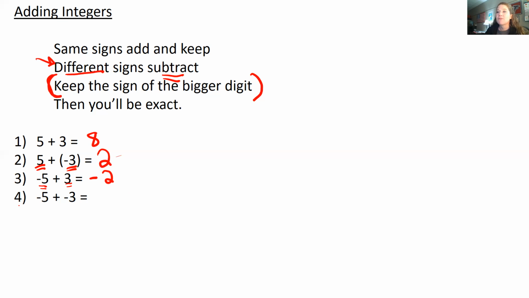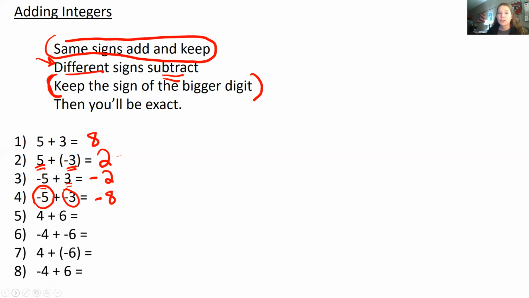And then finally, number 4, we have a negative number combined with a negative number. What does that mean? They have the same signs. All right, if they have the same signs, you add them. That's what the song says. And you keep the sign. Well, their signs are negative. So we add 5 and 3 and we know that's 8. Since both numbers are negative, we get -8. That's the answer. Okay?